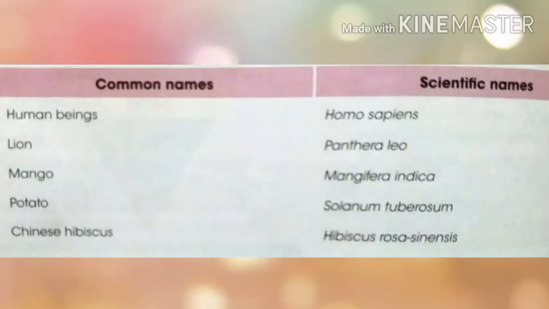In this table, you can see some common names and scientific names of some organisms. Human beings' scientific name is Homo sapiens, lion, Panthera leo, mango, Mangifera indica, potato, Solanum tuberosum, Chinese hibiscus, Hibiscus rosa-sinensis. So you can see the scientific names of all these organisms has two parts, the genus name and the species name. So you have to mark the table in the textbook and study all the scientific names of the organisms which is given here.